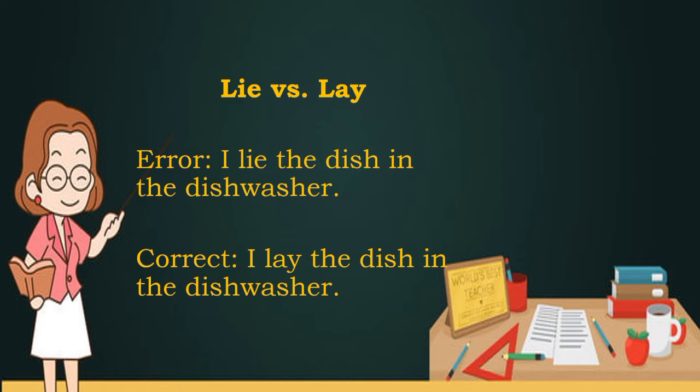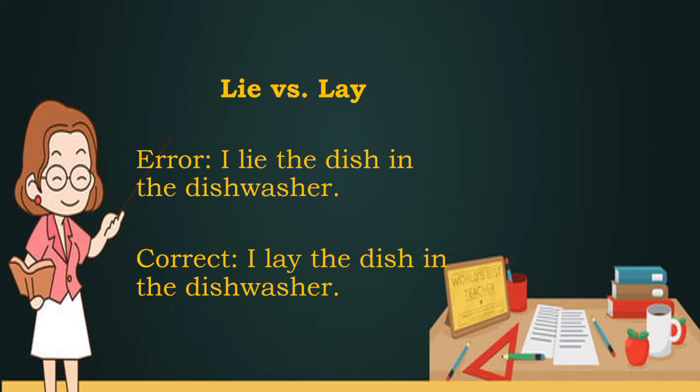Next, we have lie versus lay. To lie is intransitive, which means it doesn't have an object and doesn't do anything to anyone or anything else. While to lay is transitive, which means it does have an object, as in something or someone is doing something. For example: I laid the dish in the dishwasher.